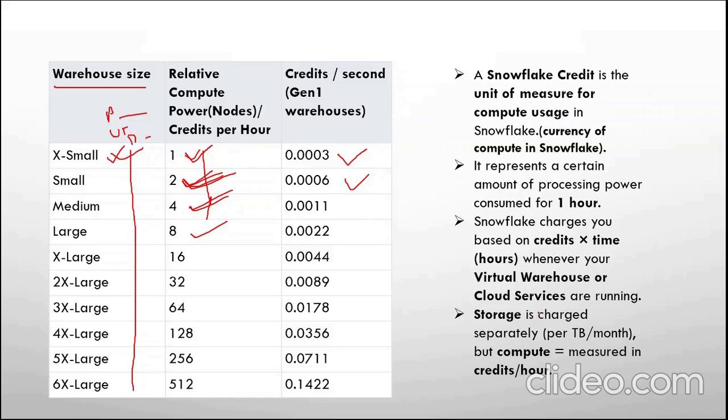There are two costs in Snowflake: storage cost and compute cost. This is all about compute cost. Storage cost is separate. We can learn in another video about what storage cost is and what compute cost is.